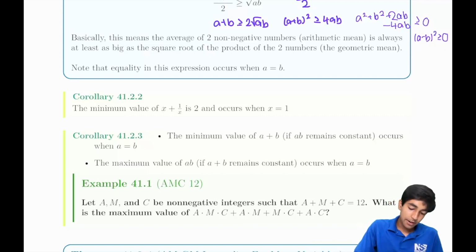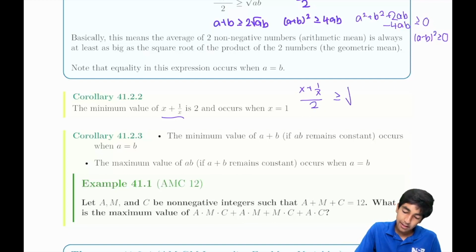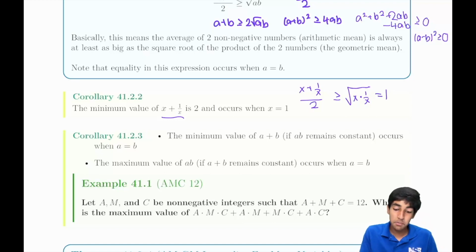And a nice corollary of this is x plus 1 over x. By the AM-GM inequality, we have that this is greater than or equal to 2 root of x times 1 over x, which is 2. So x plus 1 over x is at least 2, and that's the minimum. Cool corollary. So what is AM-GM useful for?